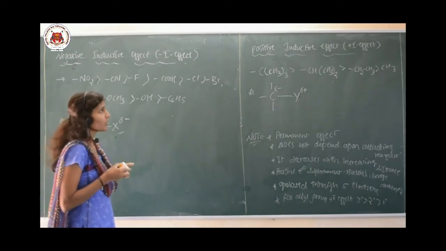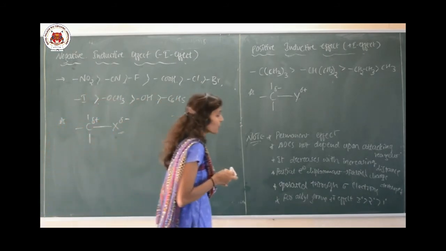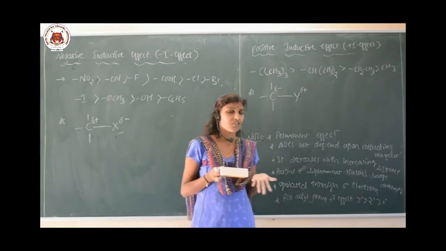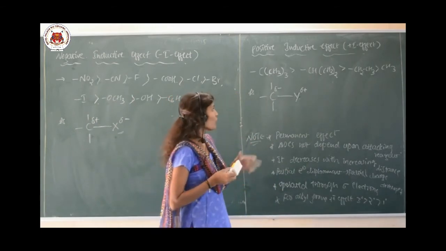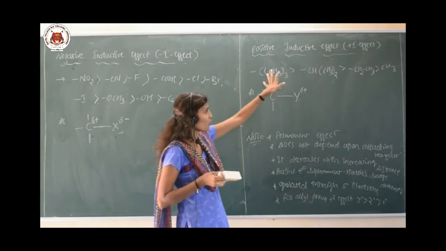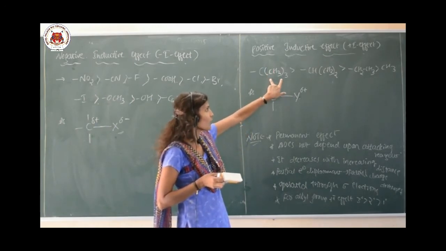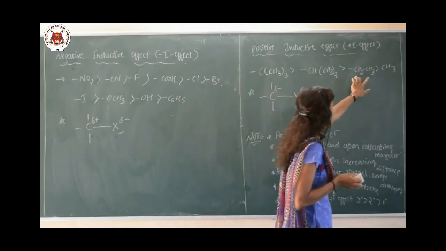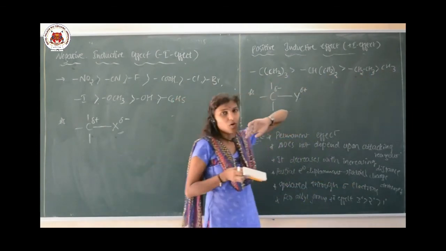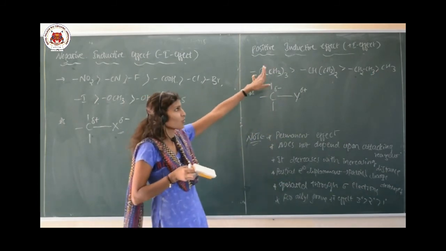Okay, so let us go for the positive inductive effect, or else it is also called the plus I effect. So these are the groups. Alkyl groups will show it. This is the alkyl group C, CH3 3 times, CH, CH3 twice, CH2, CH3 and CH3. So all these are the alkyl groups which show the plus I effect.